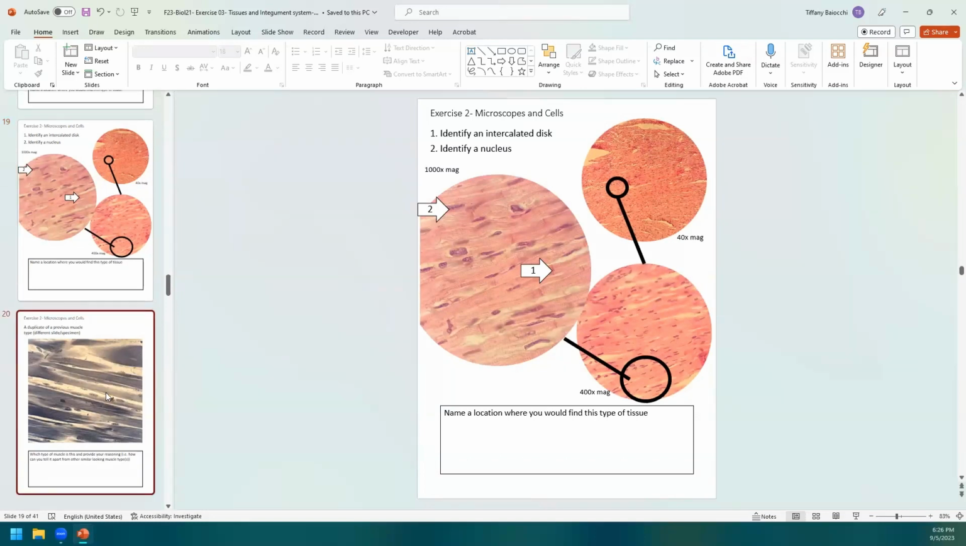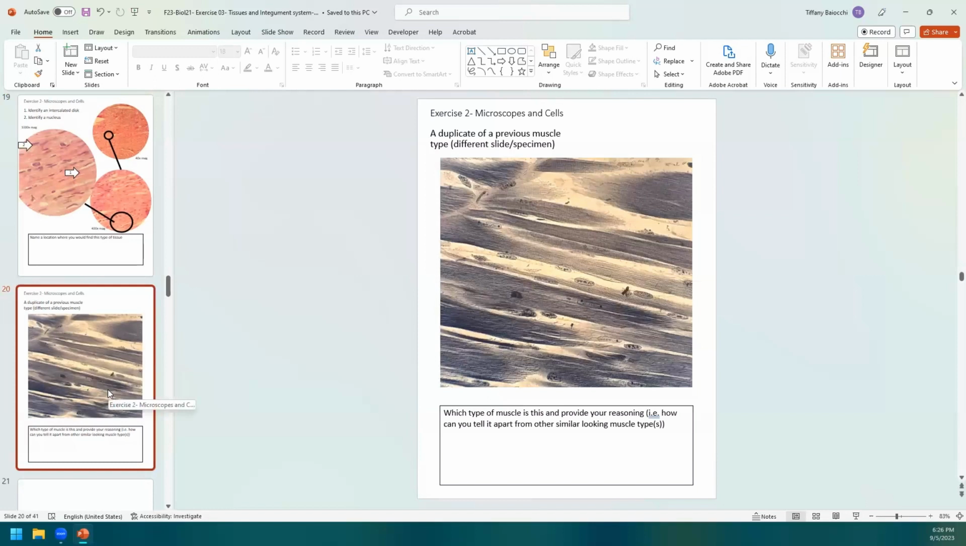All right. So then I had this last one, which is a duplicate of a previous muscle type.